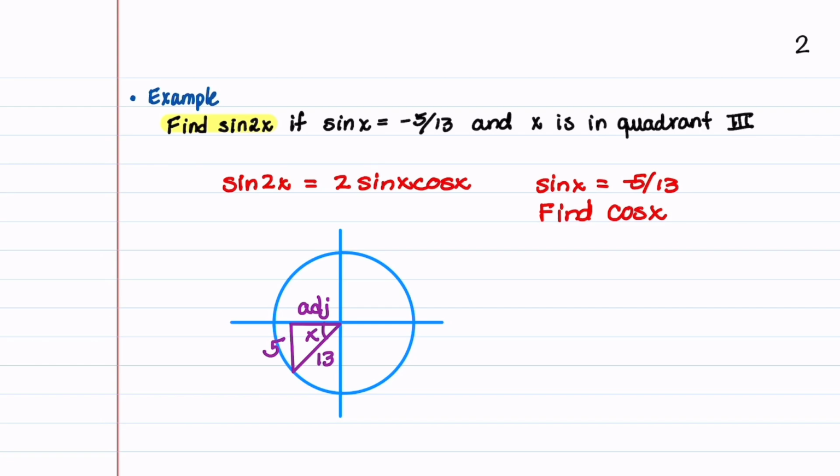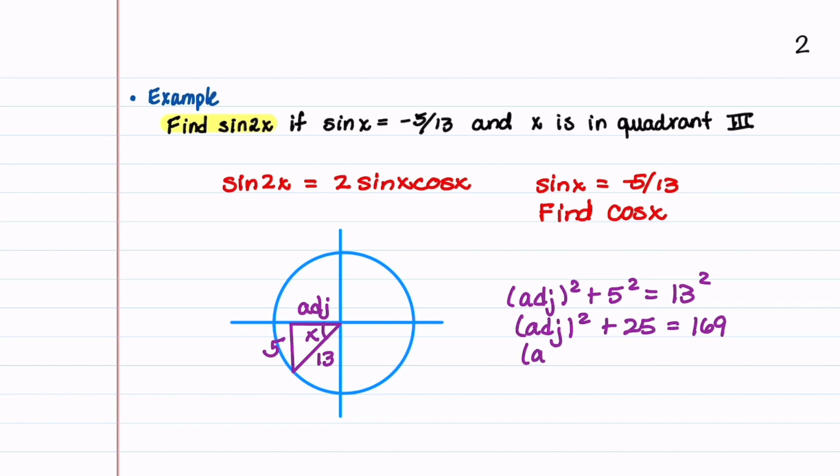From the Pythagorean theorem, we know that the adjacent side squared plus 5 squared is equal to 13 squared. This gives us the adjacent side squared plus 25 is equal to 169. If we subtract the 25 from both sides, we get that the adjacent side squared is equal to 144. Taking the square root, that tells us that the adjacent side is equal to 12. Cosine is also negative in quadrant 3, so we get that cosine x is equal to minus 12 over 13.